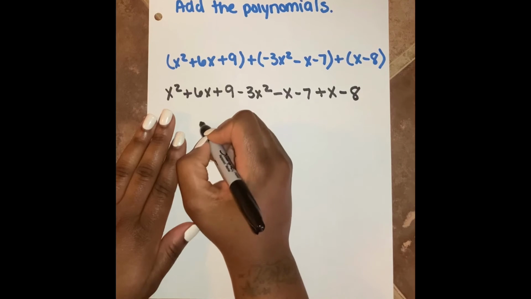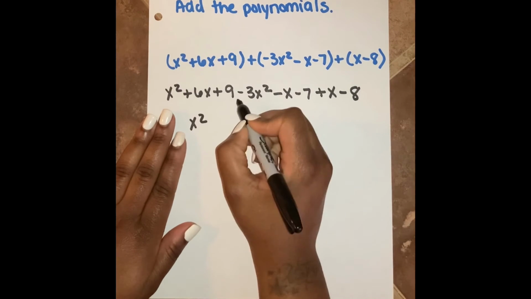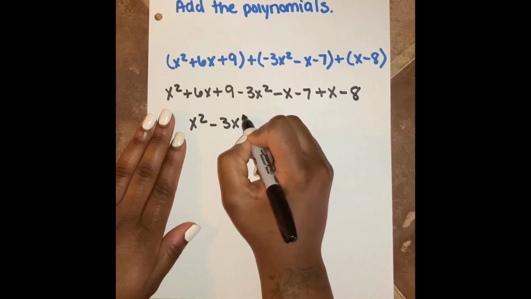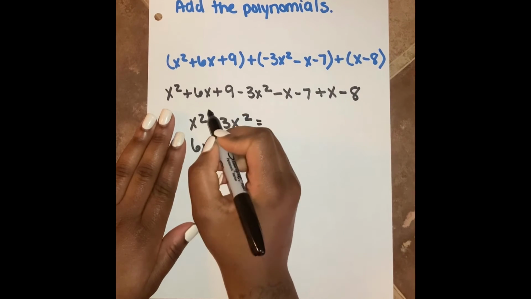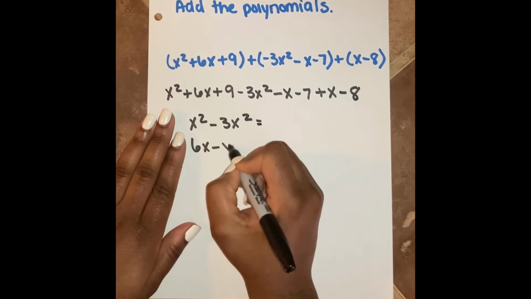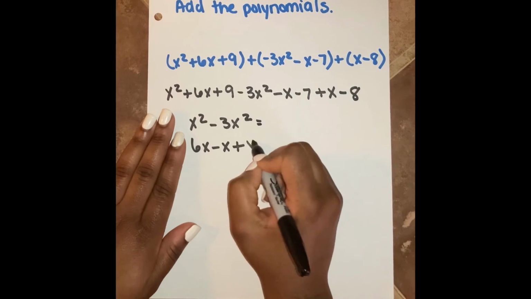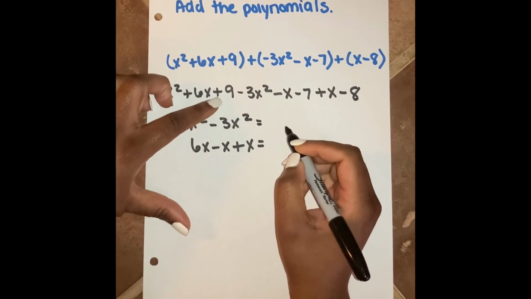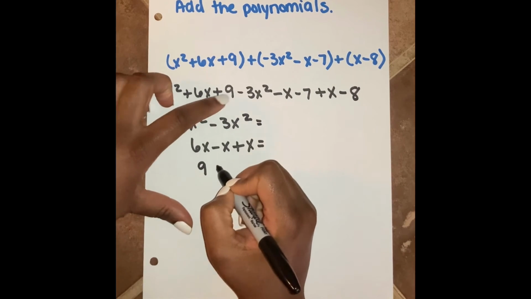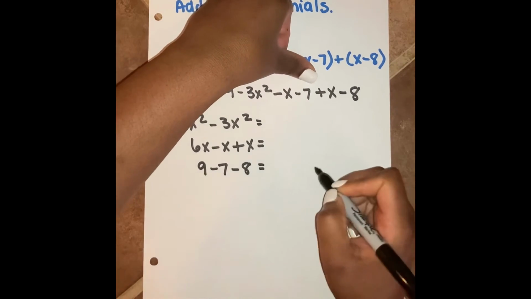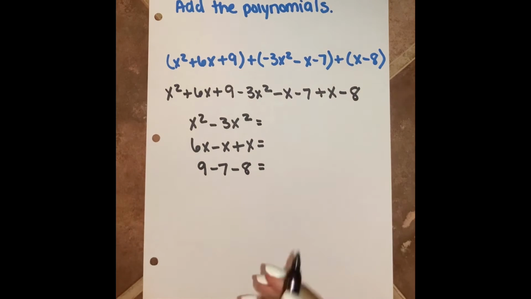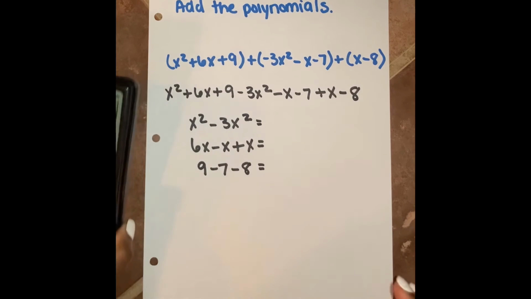So at this point, we're going to combine our like terms. So we have x squared minus 3x squared. Then we have 6x minus x plus x. And we have 9 minus 7 minus 8. Now, even with smaller problems, or with lower numbers, I still like to use my calculator just so that I can make sure I don't make any careless mistakes.